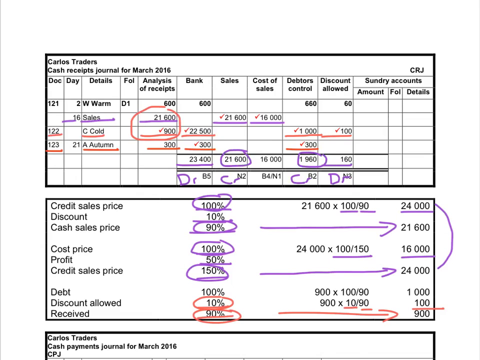For cost of sales, this amount is not included in another column, so it means that you have to do a double entry. And you will debit cost of sales to increase the expense, and you will credit inventory to reduce the value of your inventory.